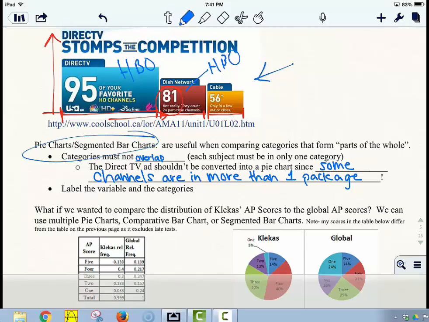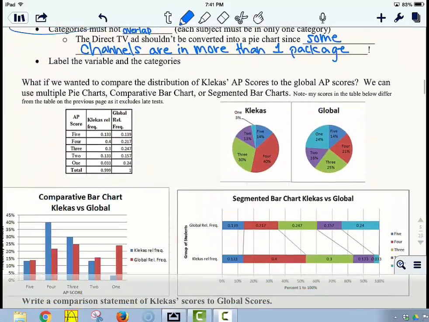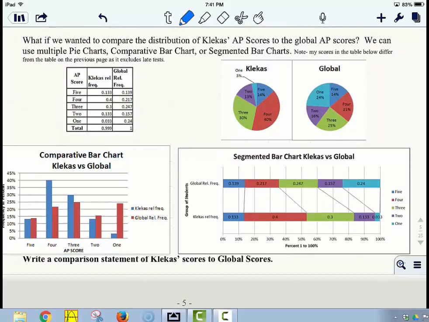All right, so what if we wanted to compare the distribution of my AP scores to the global AP scores? Well, we can use multiple pie charts, comparative bar charts, or segmented bar charts. Note, my scores in the table down here are different than the ones above because I had to take out the kids that did late testing to do the global comparison. So my kids actually did better than what's in this table.